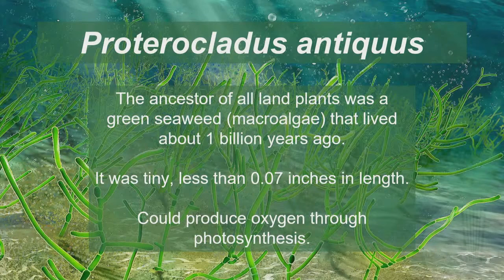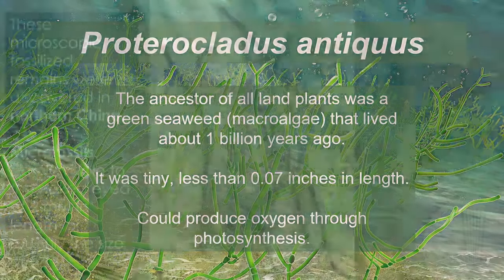Considered the ancestor of all land plants, as far as we know, it was a green seaweed or a macroalgae that lived about a billion years ago. It was tiny, very tiny, less than 0.07 of an inch tall. Could produce oxygen through photosynthesis.